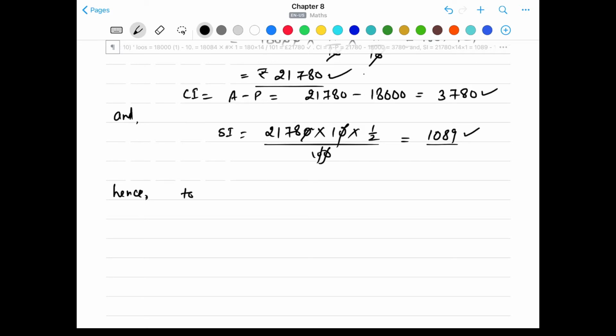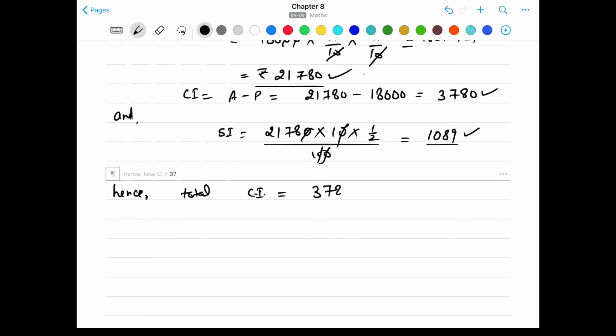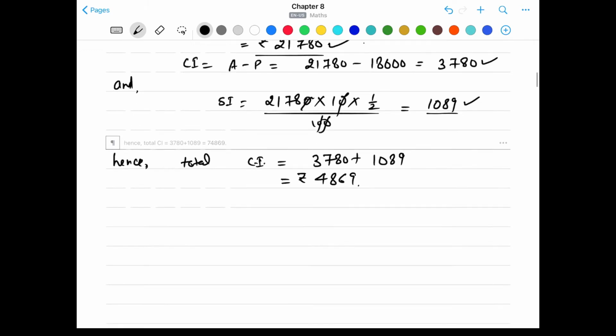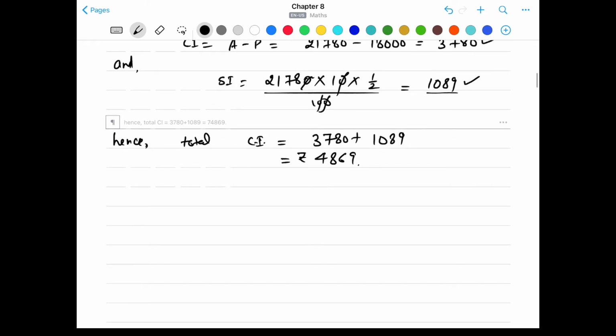Okay, so hence the total CI is equals to this 3,780 plus 1,089. When you add the two, you will get the result as 4,869. Okay, so this is the total compound interest on that amount after 2.5 years. Okay, now we have to calculate the amount also, and amount is equals to principal plus CI. Principal is given in the question is 18,000. CI we have calculated here, which is 4,869.